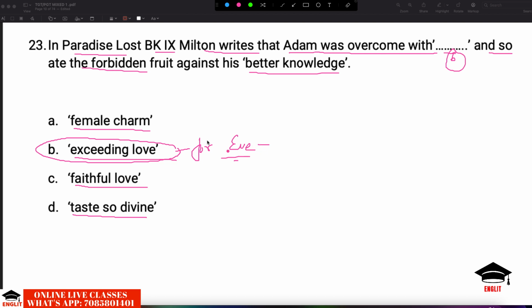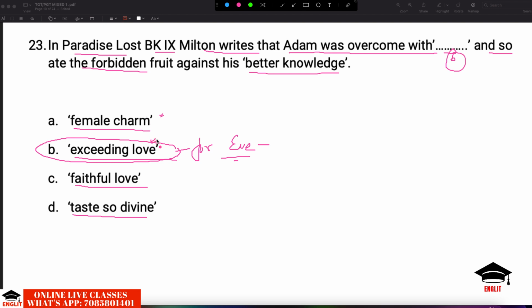You may have heard that this question has this female charm as the option, but let me show you the text, and on the basis of this text you can understand that this is exceeding love, not female charm. Actually, when we say that it was female charm that was at work to doom Adam, we undermine the quality of Adam. We interpret him in sensuous terms. We interpret that he was a sensual man and he was attracted by the female bodily charm, the female charm of Eve. It was not merely charm, it was exceeding love.